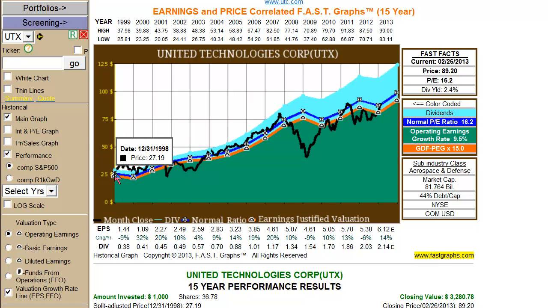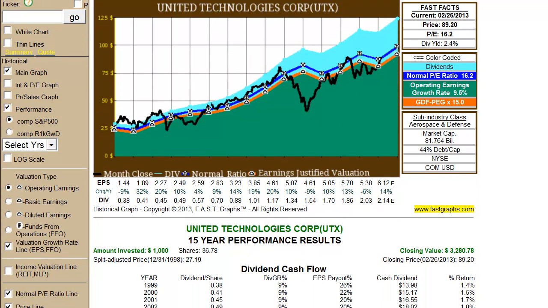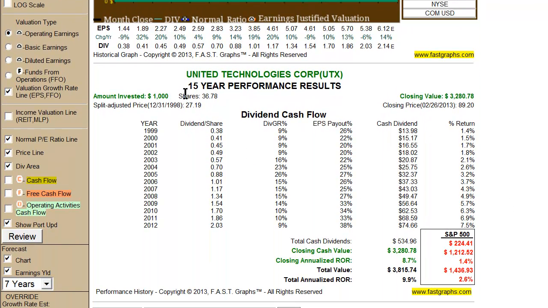Fair value is when the price touches the orange line. So in this case, we see an example where the price is reasonably close at the beginning and ending period. We have a 9.5% growth rate. So when we look at performance, which is the graph below, we see that this is the 15-year performance results. However, I want to point out this only includes 2 months of the 15th year.